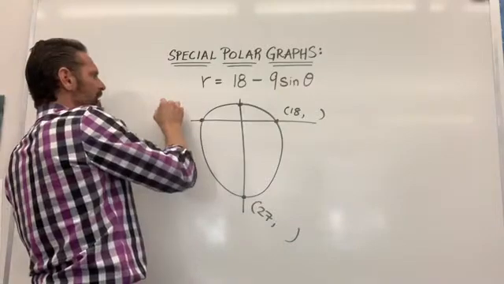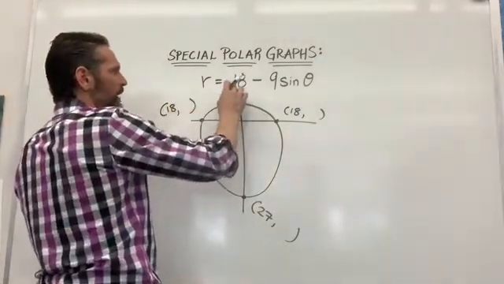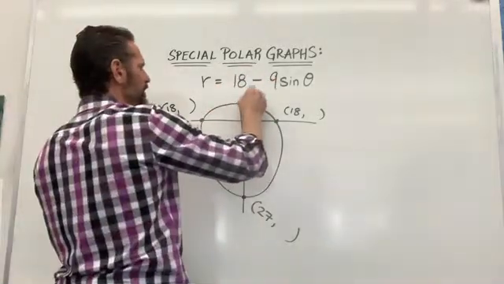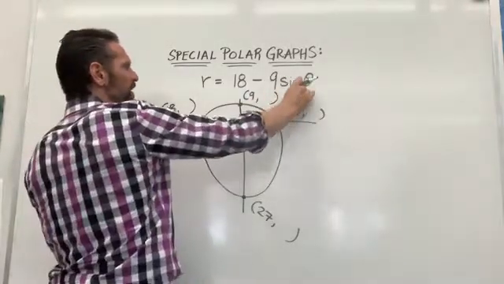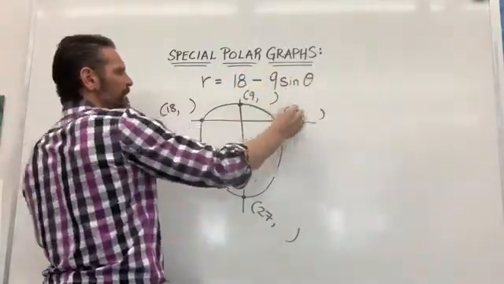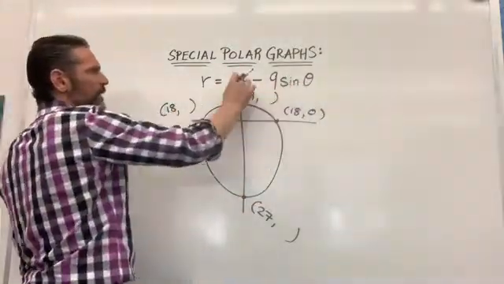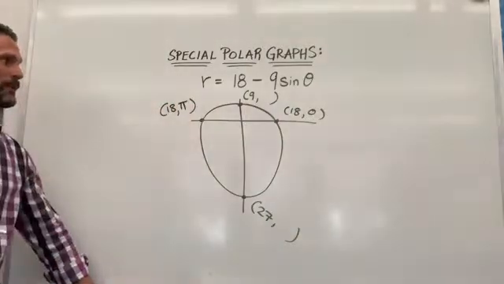Notice I'm not doing 18 and negative 18, although I could. And up here, I'm going to be 18 minus 9 is 9. Absolute value is 9. Let's see what those angles are. I think this angle is 0. Sine of 0 is 0 times 9 is 0. 18 minus 0. So I did nail that. How about this one? Pi. Sine of pi is 0. 18 minus 0 is 18. So I get those 2 points.